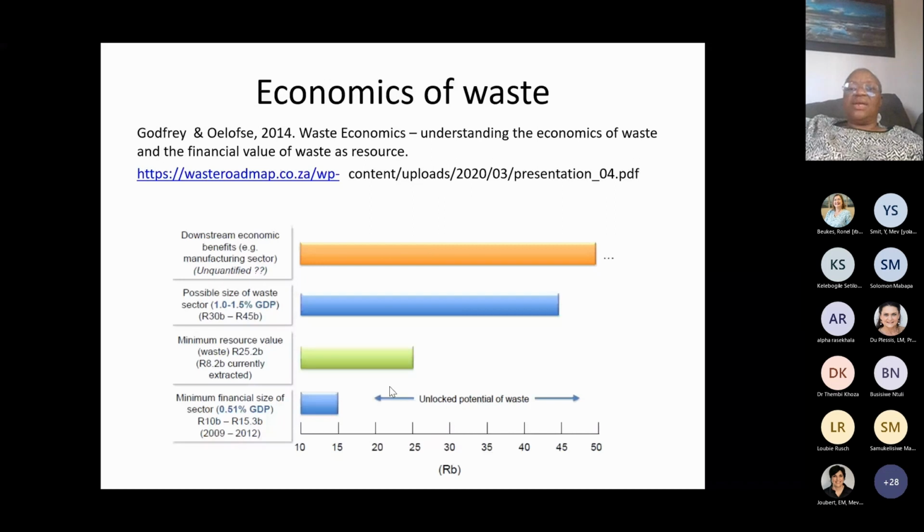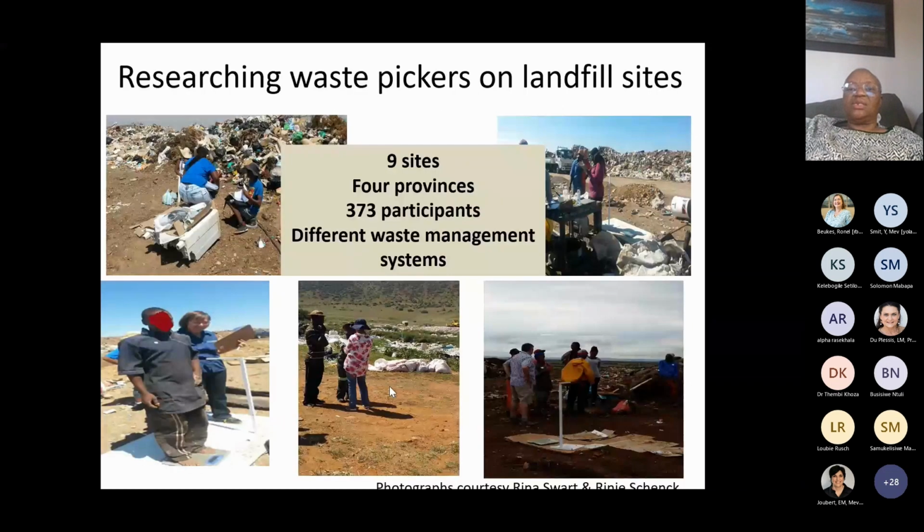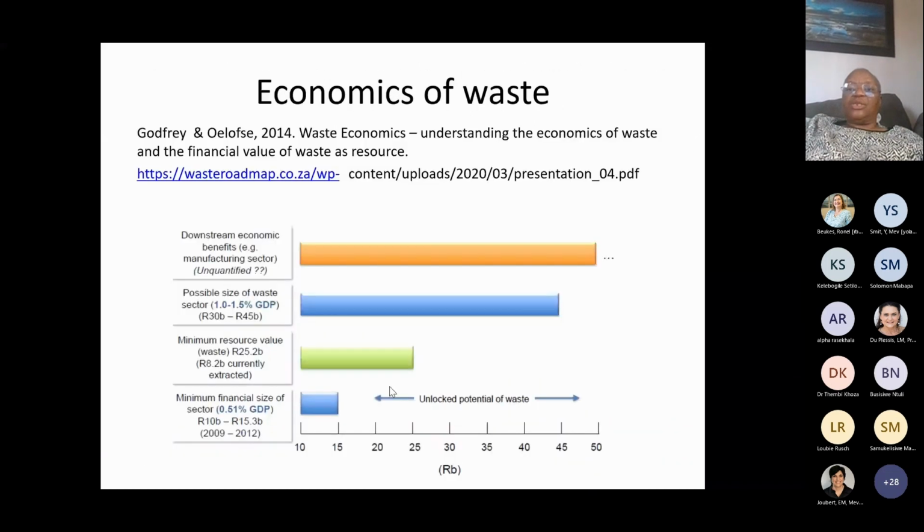The next slide. There's also another study that estimated that the potential value of waste as a resource could be as high as 50 billion. However, at the moment, about 8 billion is extracted if fully utilized. Next slide.